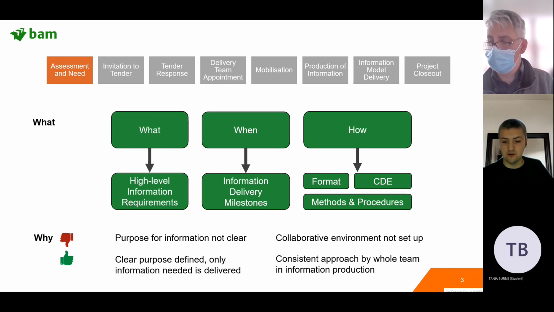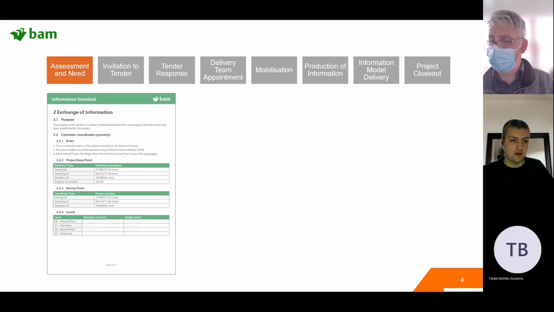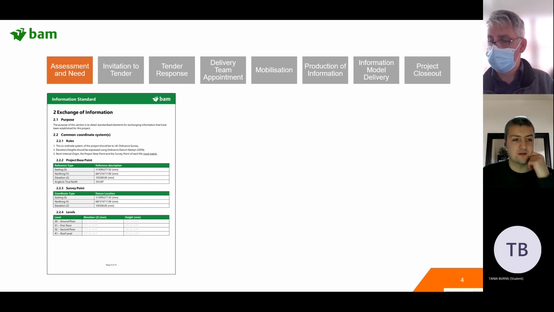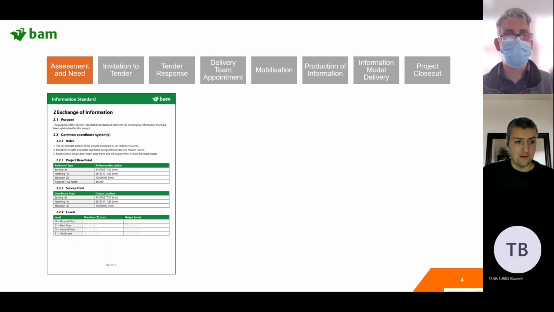Consistent approach by the whole team in information production. So that's the how side of things. These are just a few examples. At the assessment and needs stage, one of the documents which a client should be producing is an information standard. This is a BAM template.